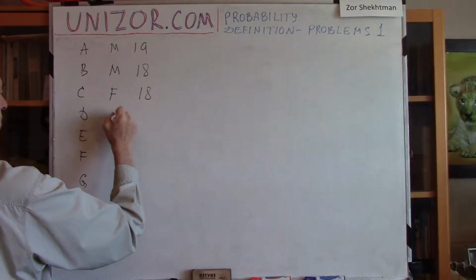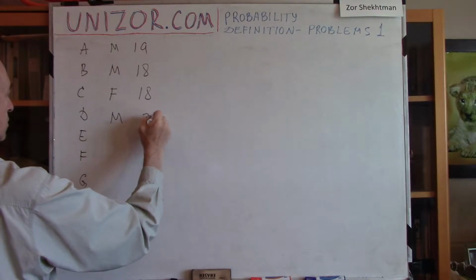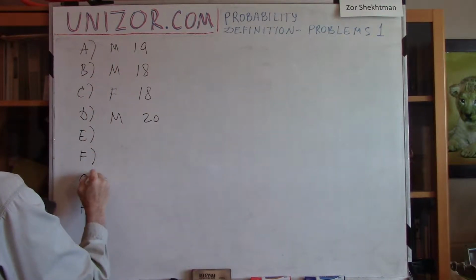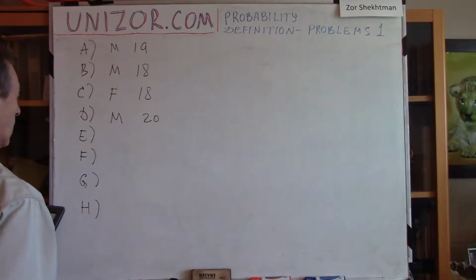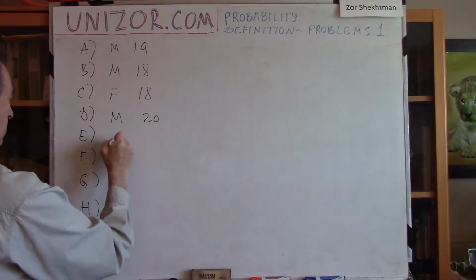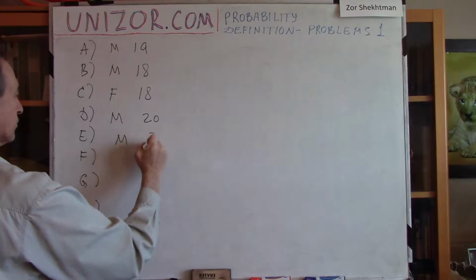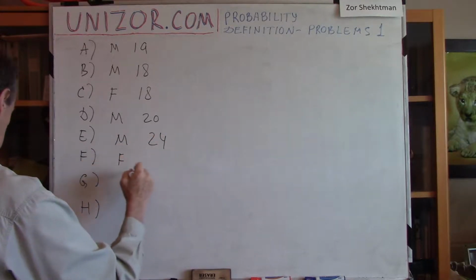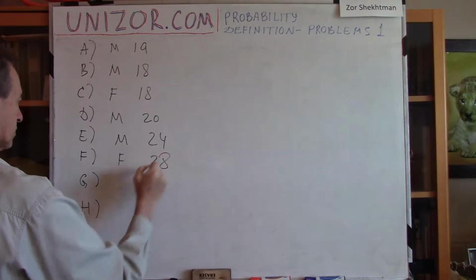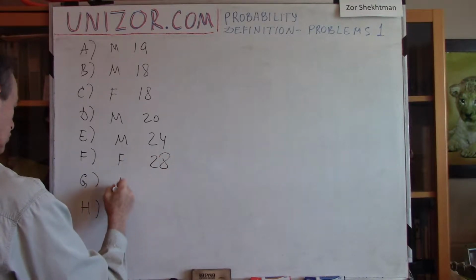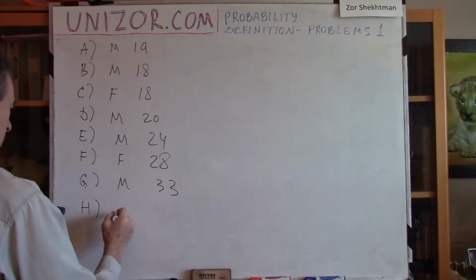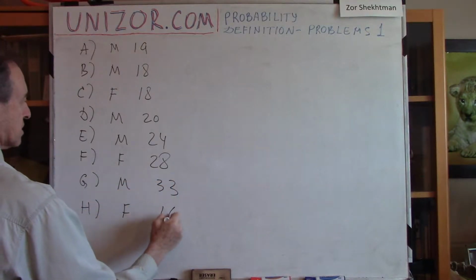D is male, 20 years old. E is male and 24 years old. F is female, 28 years old. G is male, 33 years old. And H is female of 16 years old.